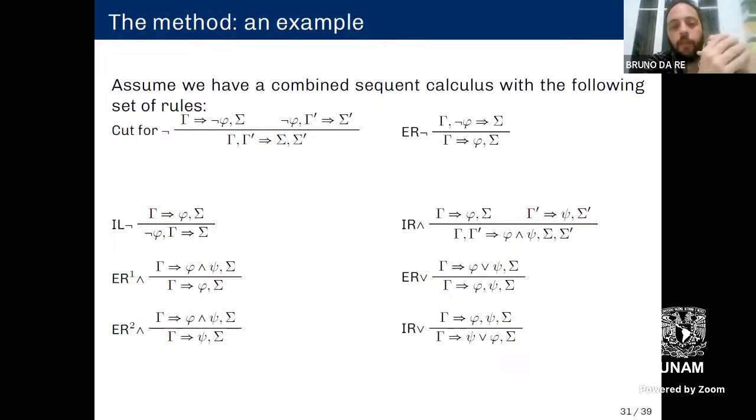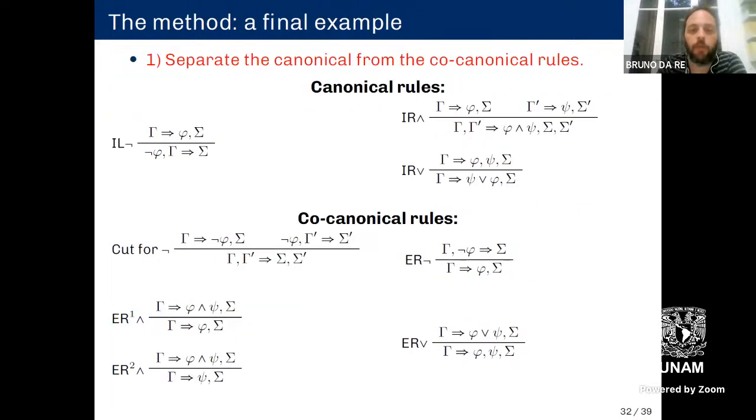And the first move that you think is, well, I need a completeness proof, and I will go on and do the completeness proof. But what we proved is that actually what you have to do is just apply a simple method, and the answer will be yes or no. You don't need a completeness proof. So the first step is to separate the canonical rules and the co-canonical rules.